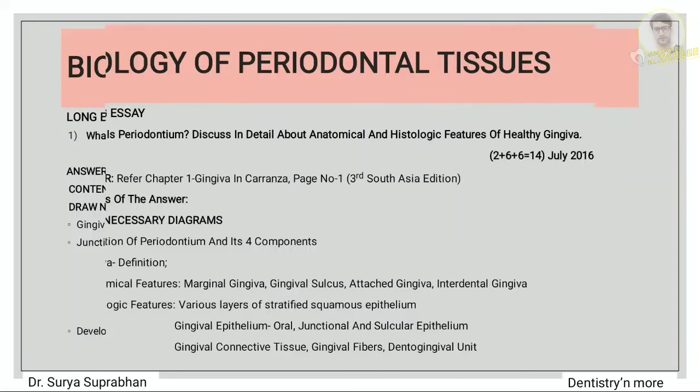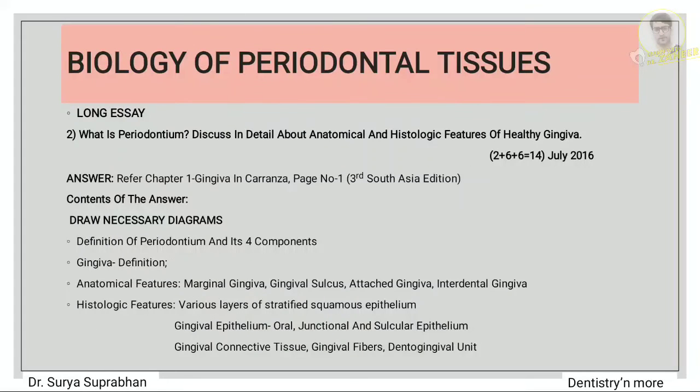Now coming to the second question, that is what is periodontium, discuss in detail about anatomical and histologic features of healthy gingiva. This is also a straight cut question from the first chapter gingiva. In the first page itself they have mentioned what is periodontium. So first you have to write the definition of the periodontium and also mention the 4 components, that is gingiva, periodontal ligament, cementum and alveolar bone.